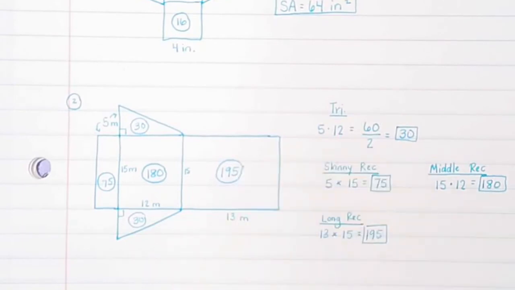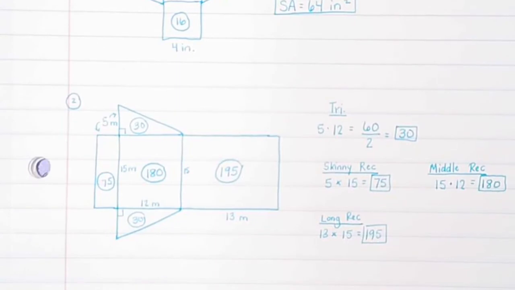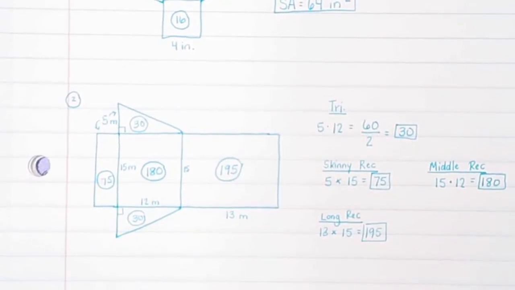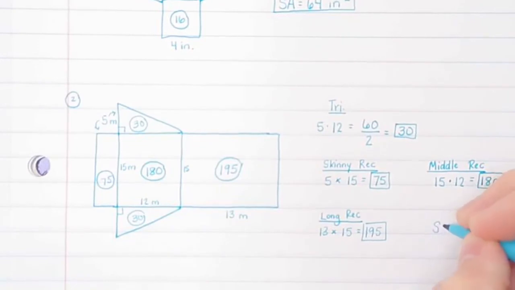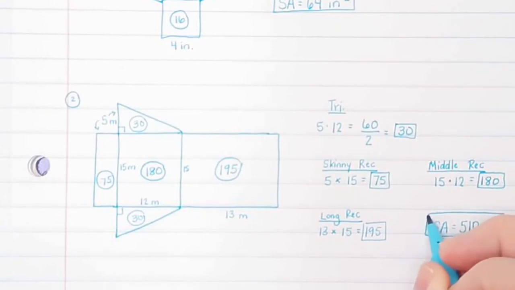All right. You remember, last step is just to add up all of those areas, area of every single face, all the circled numbers, and then you'll get your final answer. So if I add up all of these circled numbers, I end up getting a surface area of 510 meters squared. Okay? All right, one more.